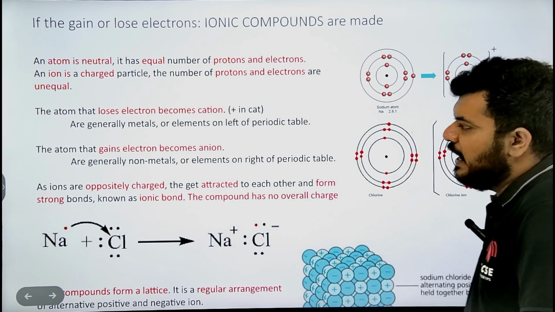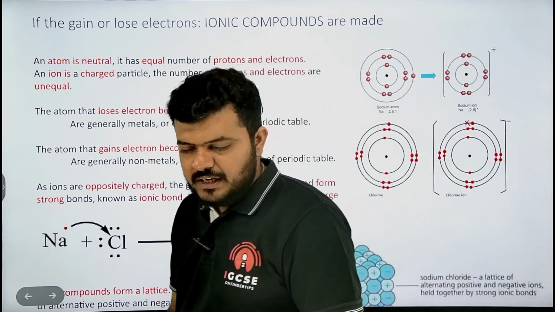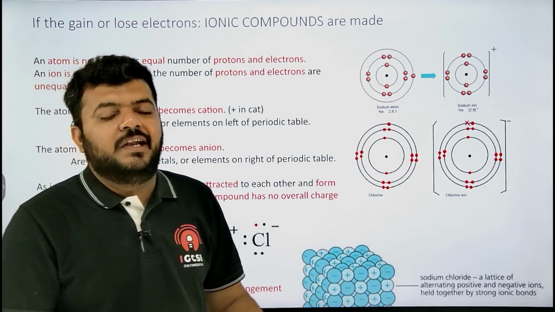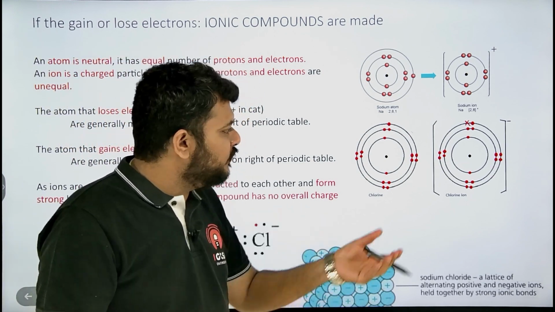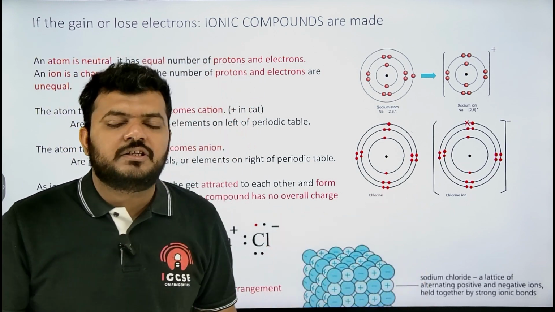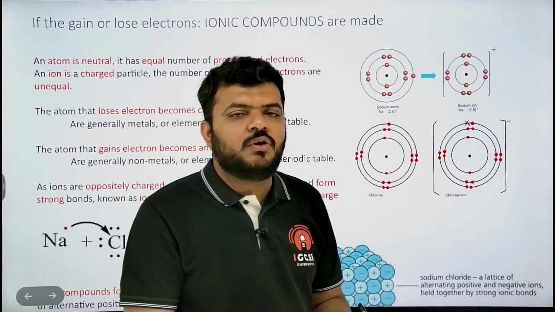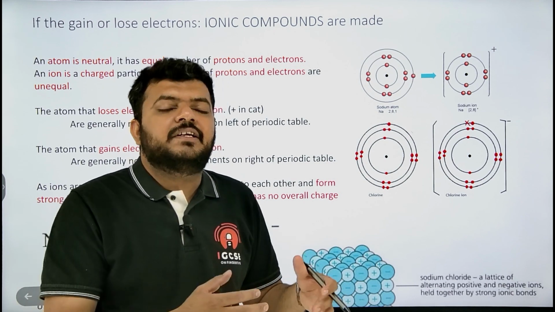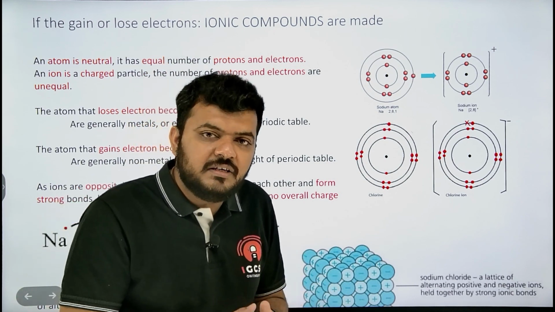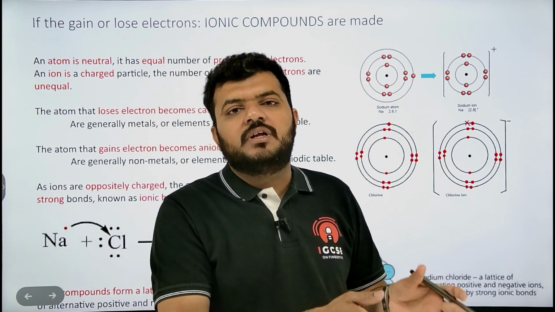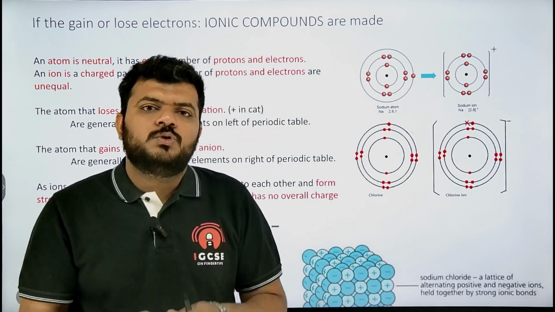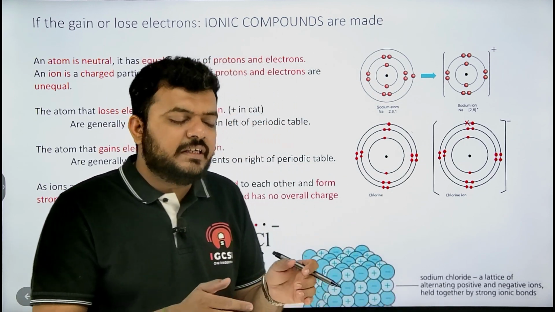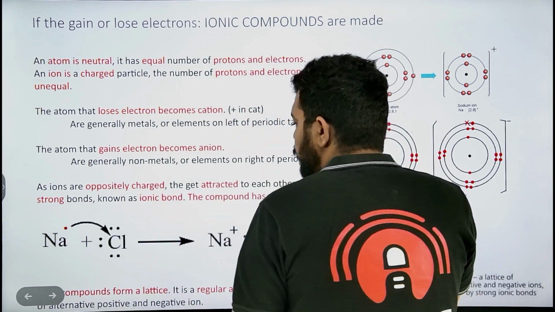Now, ions are oppositely charged whenever this exchange of electrons takes place. So if chlorine wants to get an electron, it will have to take that electron from sodium. Whenever sodium wants to give an electron, it needs to have another atom that is ready to take up this electron. Therefore, sodium loses an electron, and it gives this electron to chlorine.